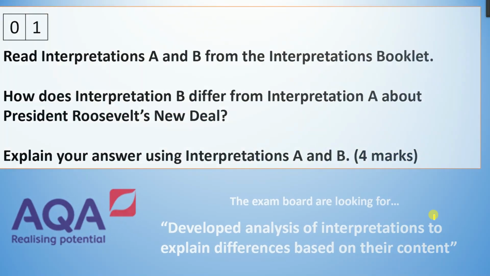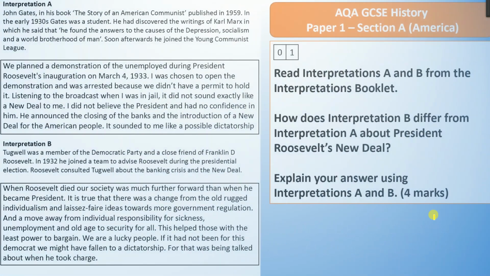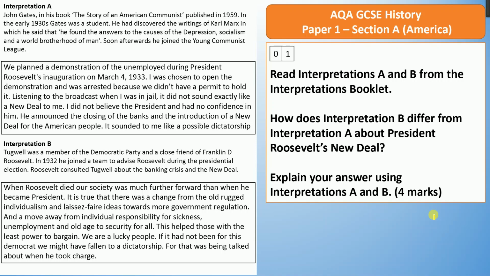So let's have a look at how this might be set up in the interpretations booklet. You'll always get 2 very clearly labelled interpretations, and of course remember the first 3 questions in Paper 1 are always about these interpretations. So you have a how do they differ, you have a why do they differ, so why do the authors have a different opinion, and then finally, which one is more convincing? So remember, we're having a look at question 1, which is how do the interpretations differ?